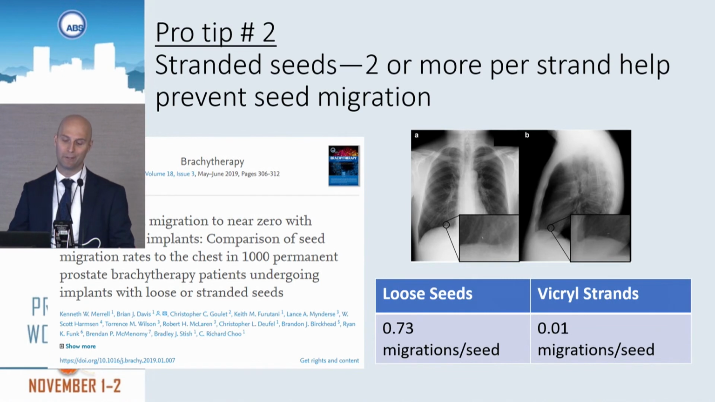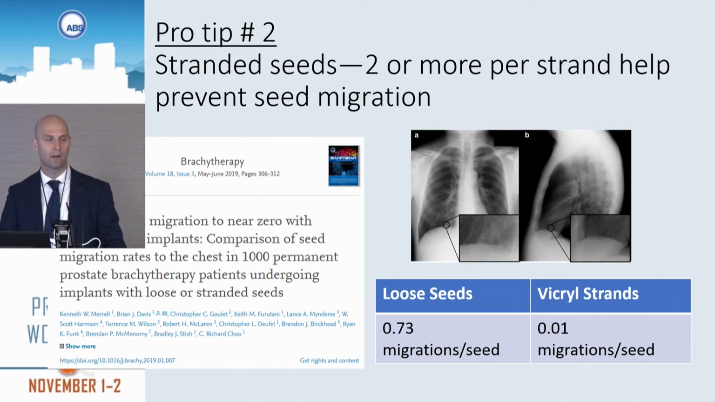Our pro tip number 2 is we like stranded seeds. And this was a great study. Brian Davis, who's in the audience and will be presenting and working with you in the Brachytherapy journal, looked at what happens with loose seeds versus the Vicryl strands, and you can get to a point where you have no migrations out of the local field once you use stranded seeds. So that's our pro tip number 2.